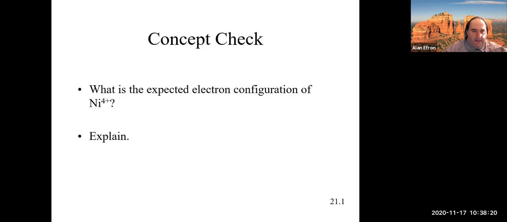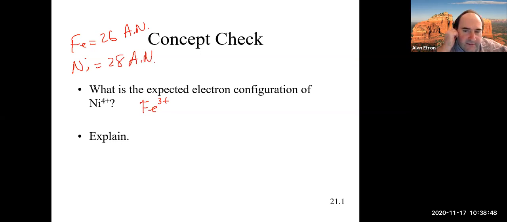All right, so why don't you try this? What is nickel with a +4 charge? And why don't you also do iron with a +3 charge? Iron's atomic number is 26, and nickel's atomic number is 28. So write the electron configuration for both of those and see what you come up with.